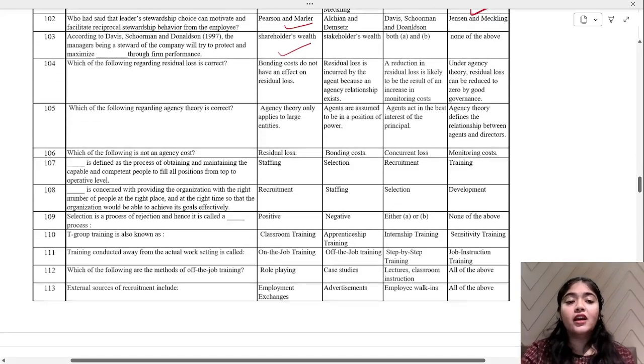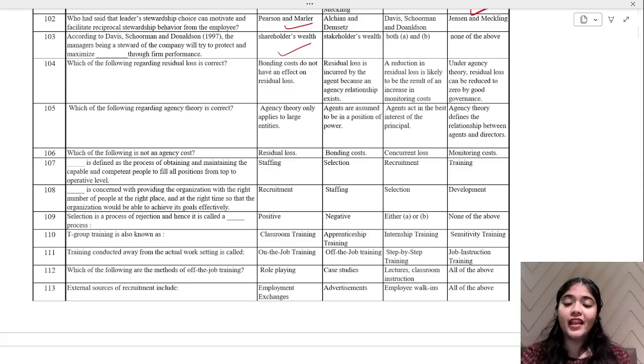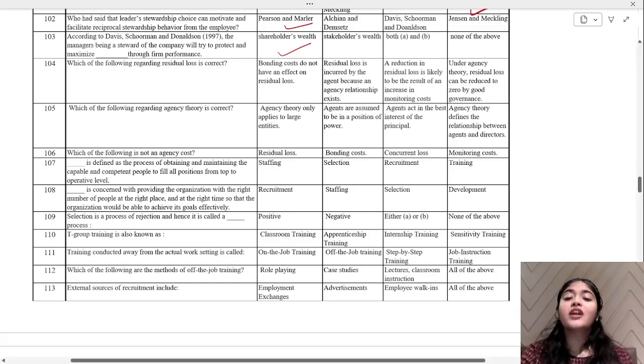Which of the following regarding residual loss is correct? Bonding costs do not have an effect on residual cost. Residual loss is incurred by the agent because an agency relationship exists. A reduction in residual loss is likely to be the result of an increase in monitoring cost. Under agency theory, residual loss can be reduced to zero by good governance. So what do you think is the correct answer over here? Yes, look into it. A reduction in your residual loss is likely to be the result of an increasing monitoring cost.